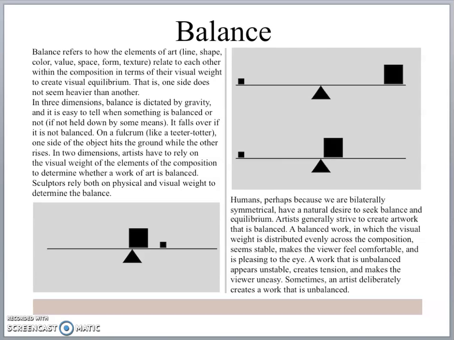This is number 4 in our series of elements or principles of design. This is balance, and balance refers to the elements of art, meaning line, shape, color, space, form, texture, how they relate to each other within the composition in terms of their visual weight to create a sense of equality or equilibrium. In other words, does one side feel heavier than the other?